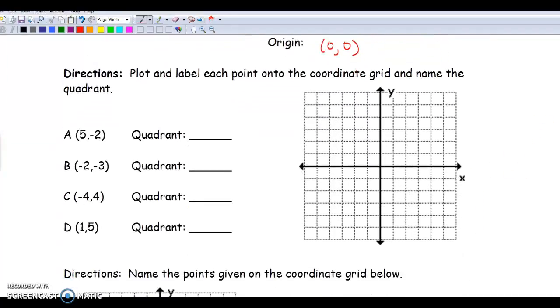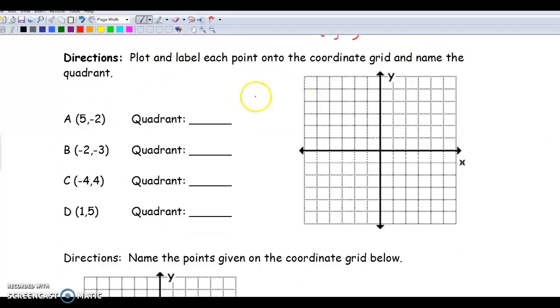So we're going to practice a little bit. We're going to be figuring out where these points go and then what quadrant they're in. There are 4 quadrants to a graph. Quadrant 1, I'm just going to put Q and then the Roman numeral I, that's 1. That's quadrant 1. This is quadrant 2. Down here on the bottom left is quadrant 3. And then bottom right is quadrant 4.